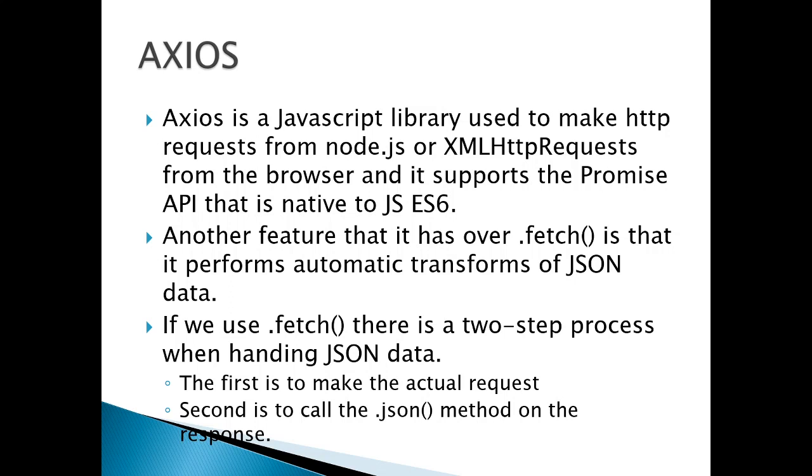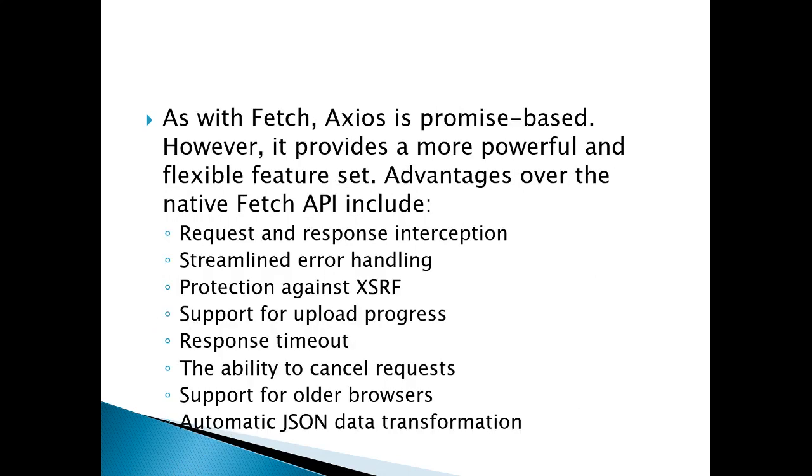Another feature that it has over the fetch method is that it performs automatic transformation of JSON data. It automatically converts the data into JSON and provides it directly to us in JSON format. If we use the fetch method, there is a two-step process when handling JSON data. The first is to make the actual request, and the second is to call the .json method on the response. That will convert the data into JSON. But in Axios, we don't need to convert it into JSON. It is automatically in JSON format.